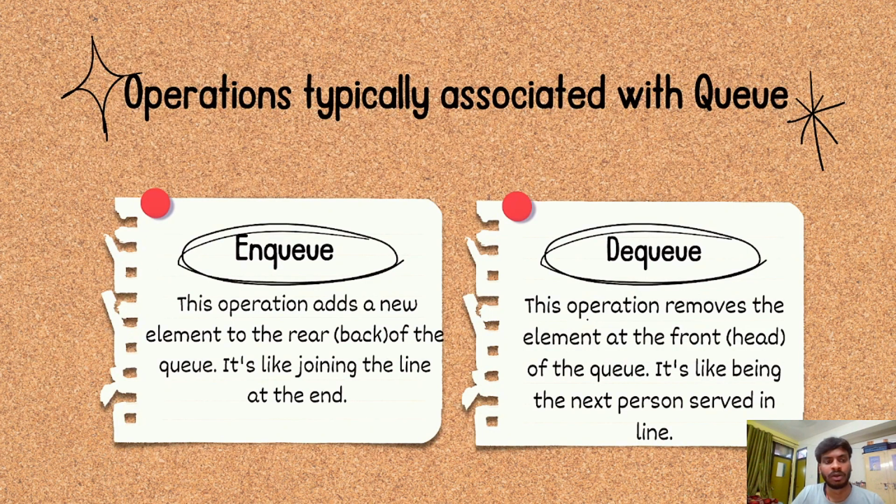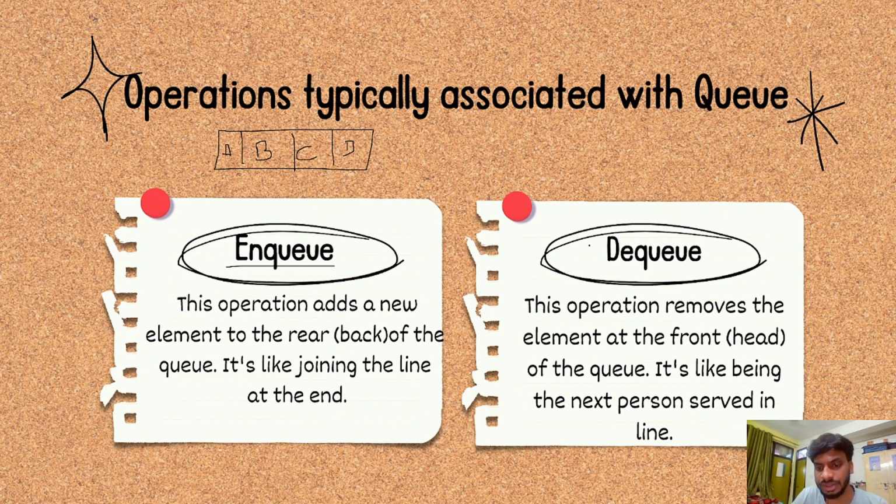So now, the basic operations of the queue. The first operation is enqueue. This operation adds a new element to the back of the queue. It's like joining at the end of the line. Means we have a queue here: 1, 2, A, B, C. So this enqueue operation helps to add a new element at the back of the queue. Here, this is the one element that we have added.